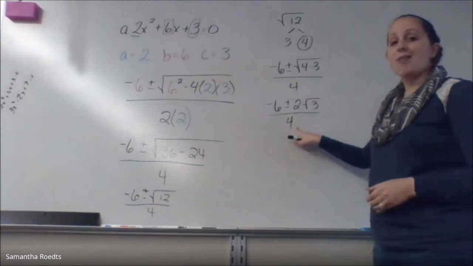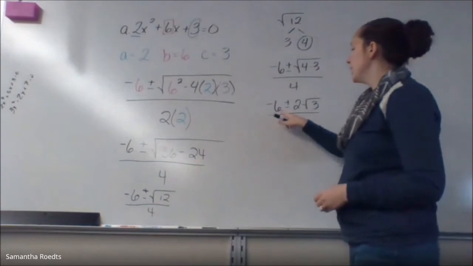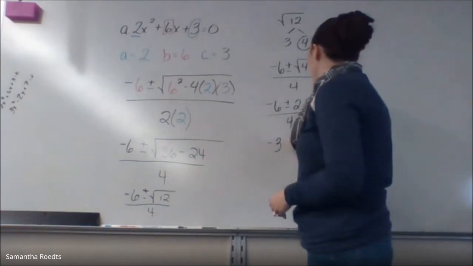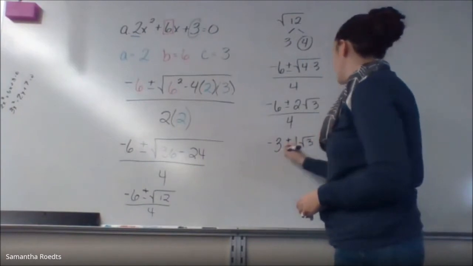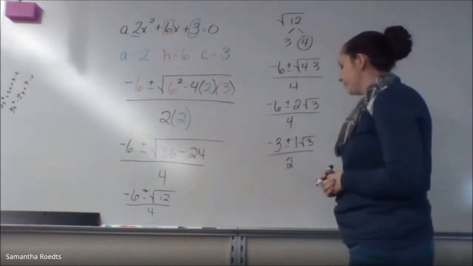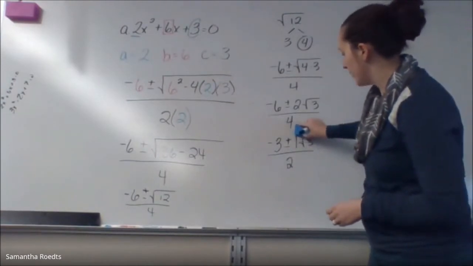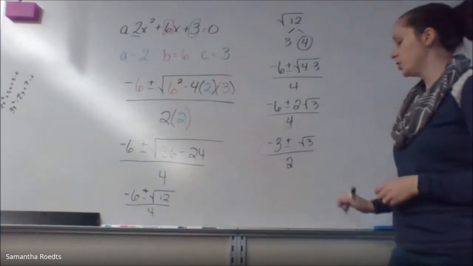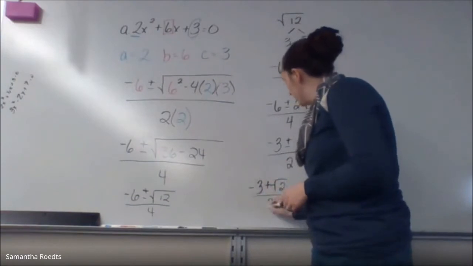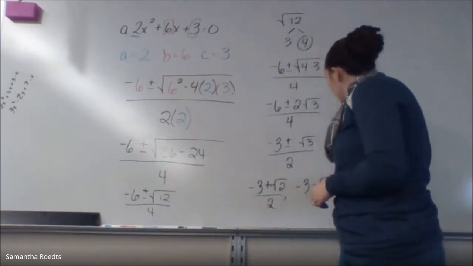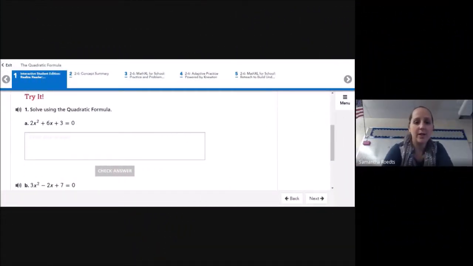6, 2, and 4 are all even numbers, which means that I can actually simplify this by 2. So I divide 6 by 2, which gives me negative 3. 2 by 2, which is 1. And 4 by 2, which is 2. So this gives me negative 3 plus or minus 1 square root of 3, which is really just square root of 3, over 2. So I get negative 3 plus square root of 3 over 2, and negative 3 minus the square root of 3 over 2. So you, of course, can always double check your answers.